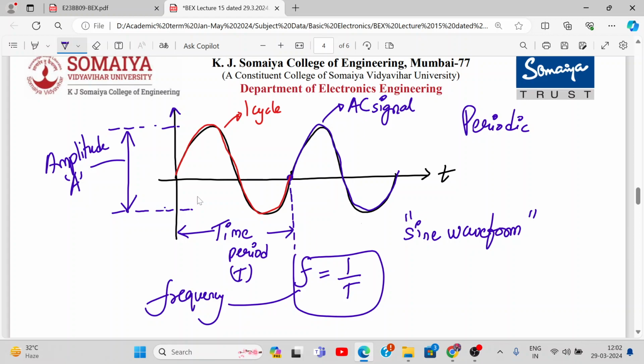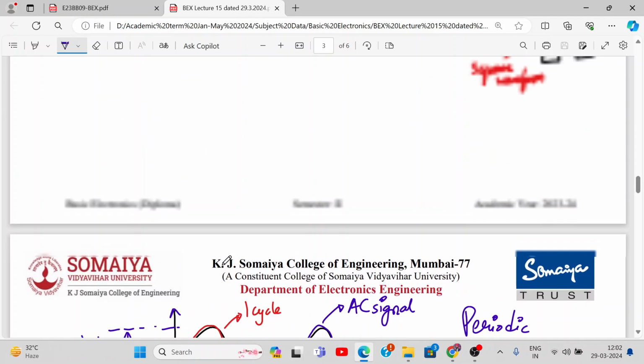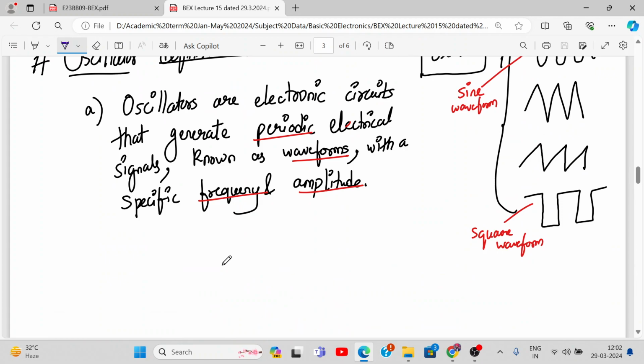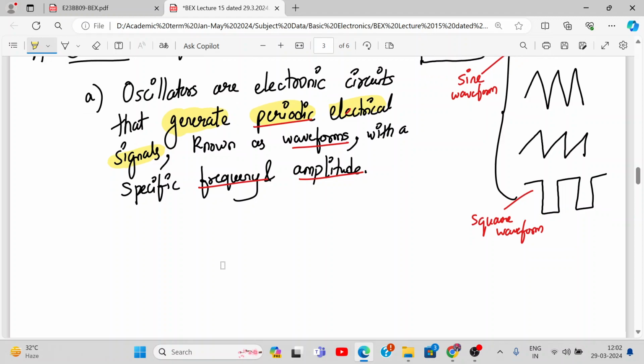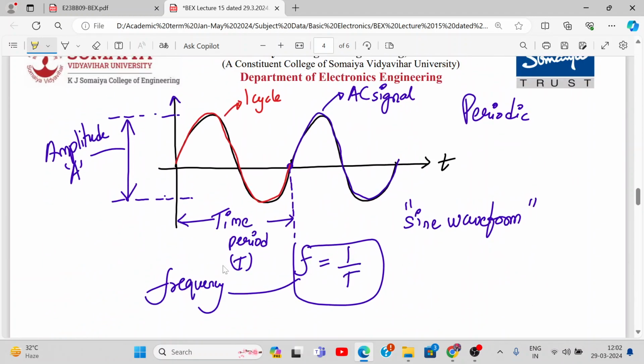Okay, so let's continue, go to the definition of sinusoidal signal of your oscillator. So what you have written? Oscillators are electronic circuits that generate, ये important है, that generate periodic electrical signals known as waveforms with a specific amplitude and frequency. तो ये circuit का भी कुछ ना कुछ amplitude रहेगा, right? Let's say it's 10 volt and इसका वही frequency रहेगा, let's say it is 50 hertz, and corresponding to 50 hertz there will be a time period. Okay, so let's continue the definition.